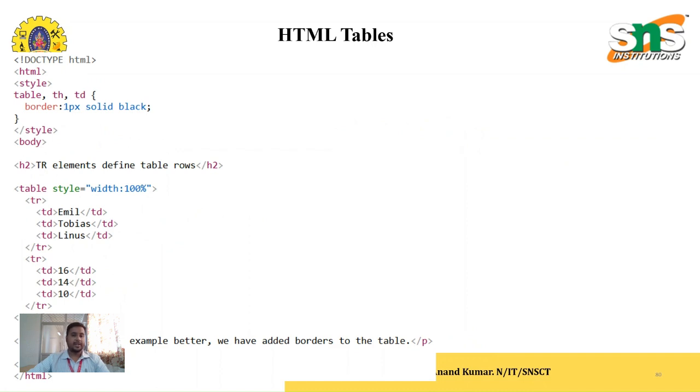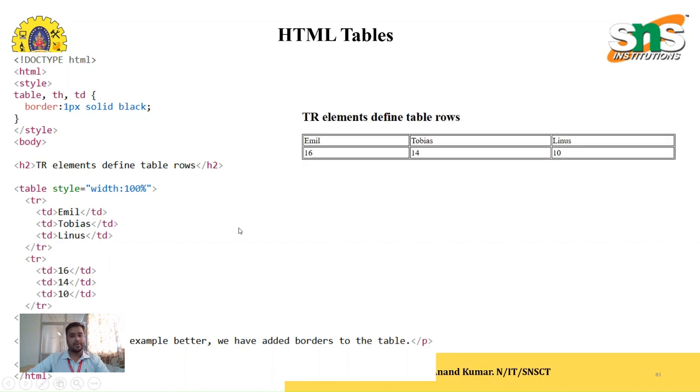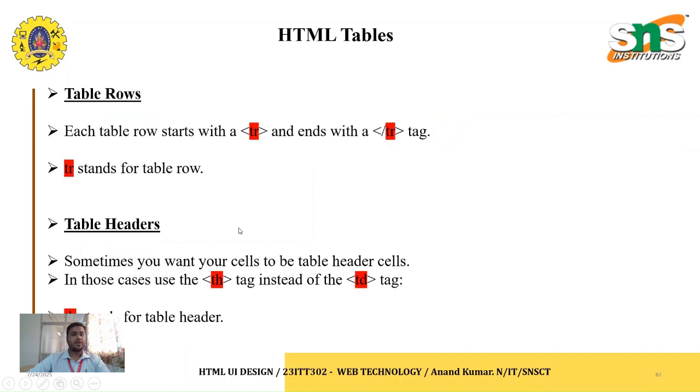And in the next table example, we use two rows. I mean to say there are two table row tags and two slash table row tags, so two rows will be displayed. Let us look at the same example: the first row will display Emil, Tobias, and Linus, and the second table row will display 16, 14, and 10, as here. Have a look at this. Each table row starts with the tr tag and ends with the slash tr tag, and tr stands for table row.